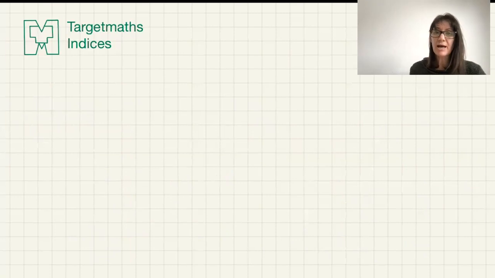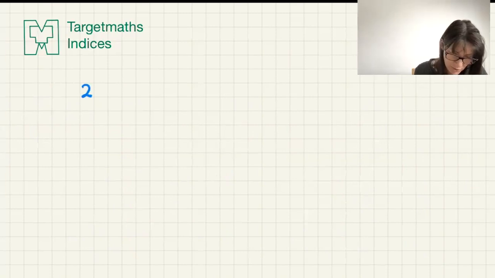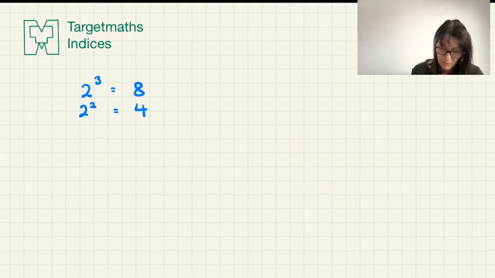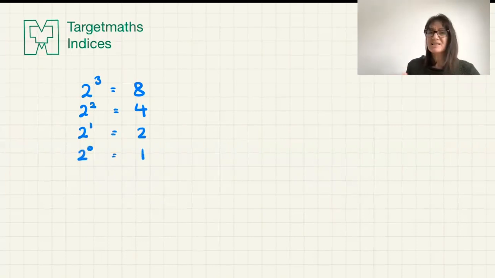So we're going to use base 2 because it's really good at demonstrating this really clearly. If I gave you 2 to the power of 3, you know that means 2 times 2 times 2, which is 8. You've then got 2 to the power of 2, and 2 times 2 is 4. 2 to the power of 1 is 2. 2 to the power of 0 is 1, because anything to the power 0 is 1.